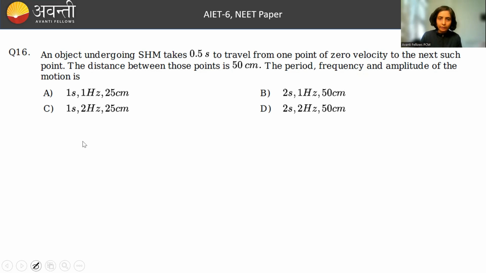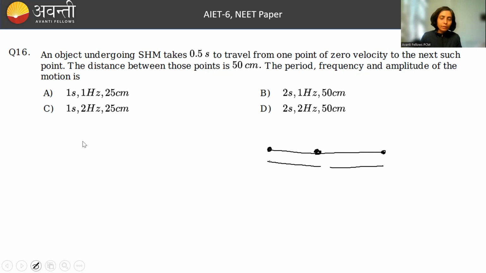In SHM, we know that there are 3 technical points. One is called the mean point, and another is the extreme, and there are 2 extremes. So 2 extremes and 1 mean. Mean and extreme are equally spaced. I mean, the distance between this extreme and the mean is the same as the distance between the mean and the other extreme. So they are equally spaced.